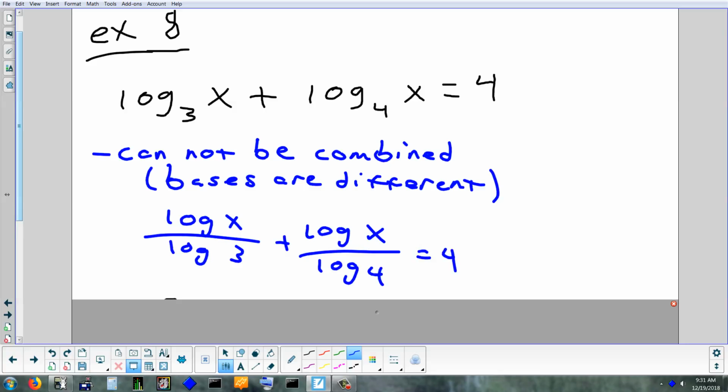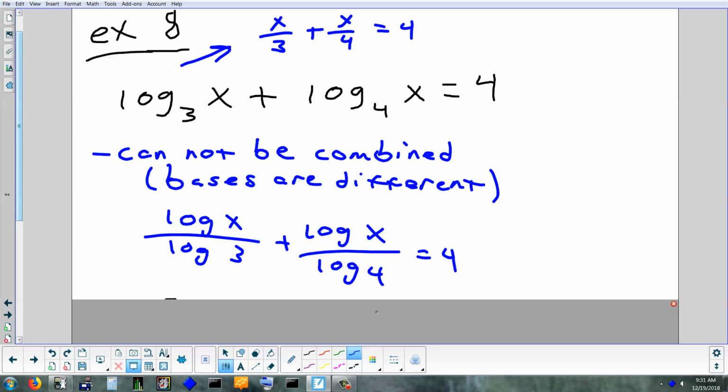This problem is kind of like this: x divided by 3 plus x divided by 4 equals 4. That's basically the same kind of setup you have. If I was solving a problem like this, I would multiply everything by 12. The reason? It would get rid of all my fractions. Does that make sense why I picked 12?